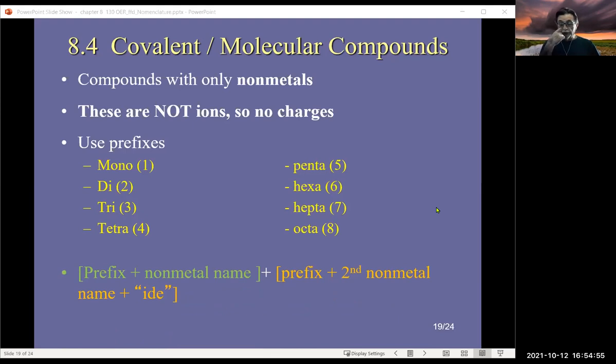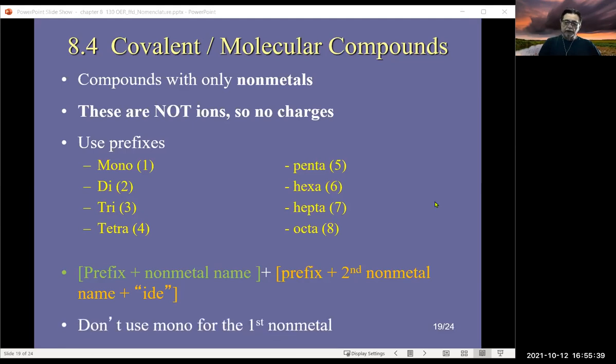Now, how do we name them? For the first nonmetal compound or element, which we put here in green, it may or may not have a prefix. If there's just one, we just give it the name of whatever the element is. Now, for the other nonmetal partner, it may have a prefix, and we do change the last part of the name to "ide," just like oxygen in the ionic compounds gets converted to oxide. We maintain that naming for covalent compounds.